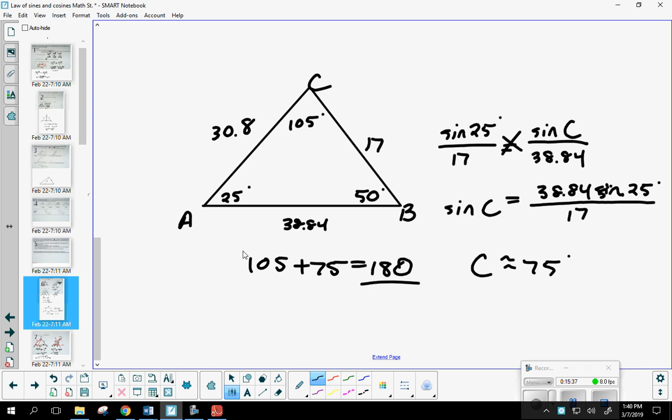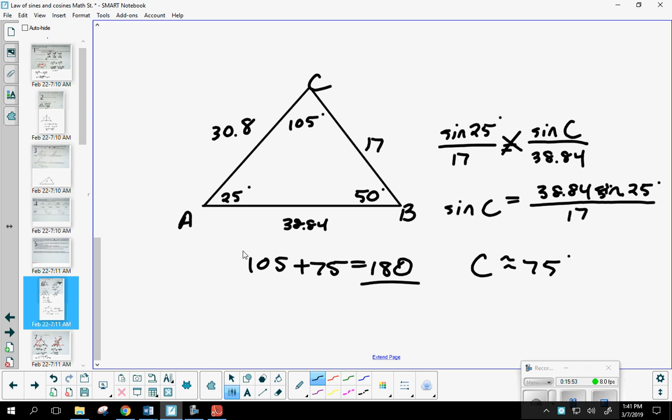This is something that you're going to have to be really careful with when it comes to the law of sines, and why I recommend, if you have to use the law of cosines to start a problem, that you continue to use it so that you never have this problem.